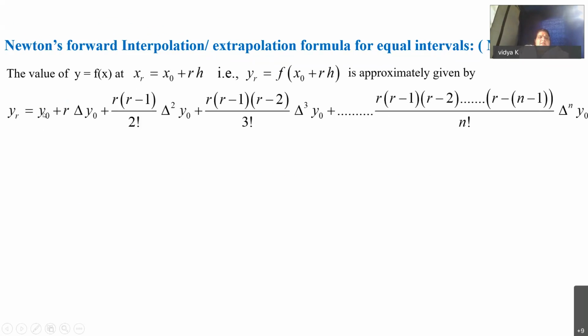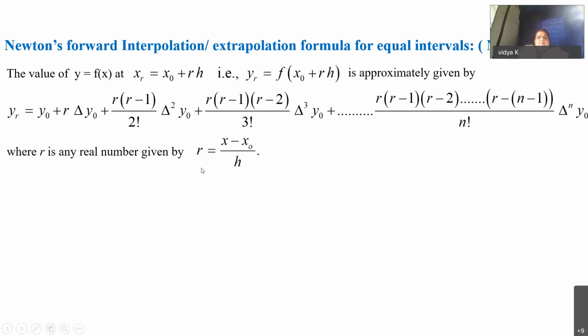So how do we get that? It is by this formula: y naught plus r into delta y naught plus r into r minus 1 by 2 factorial into delta square y naught, etc. It goes on. Where r is any real number. You want to substitute x naught, y naught. Delta y naught, delta square y naught, delta cube y naught, all those values you can substitute from constructing the forward difference table. And one more unknown you need in the formula is r.